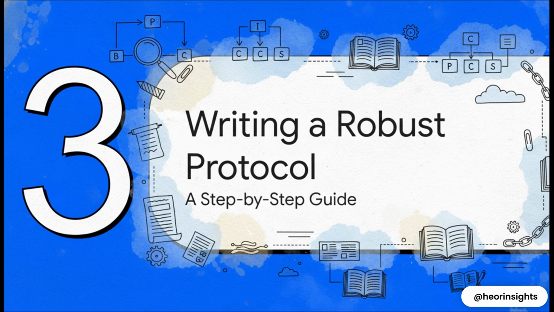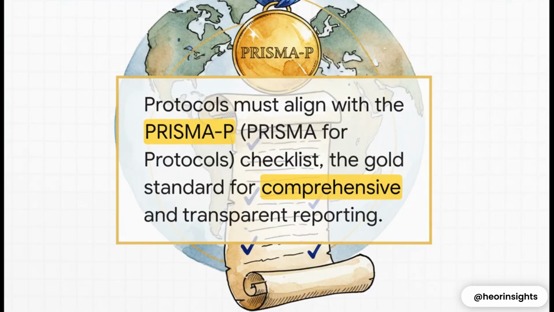We will now review the key sections of a robust protocol. The accepted standard for protocol reporting is the PRISMA-P checklist. Adhering to this checklist ensures that your protocol is complete, transparent, and meets international best practices for reporting.